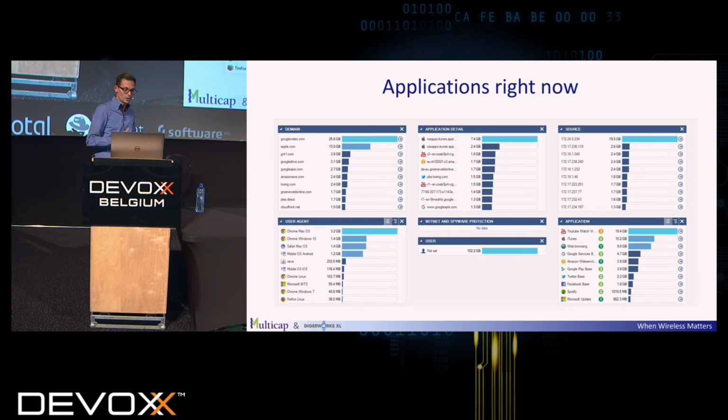And if we have a look at what you guys are actually doing, and this is a screenshot of an instantaneous system, then we see that most of you, in terms of volume, produce most of the YouTube volume and iTunes, which is updating in the background, etc. But other than that, Google services, Amazon Web Services, Twitter, Facebook, and Spotify. So actually the usual suspects.